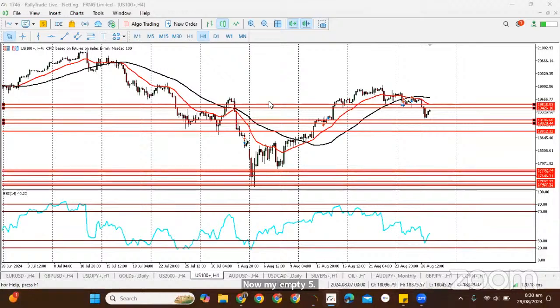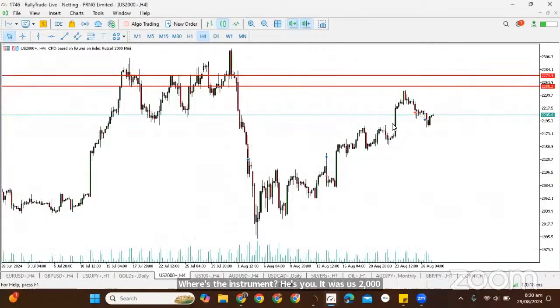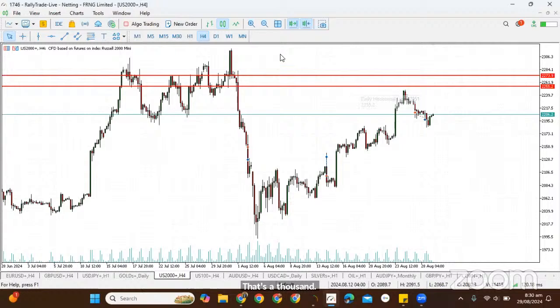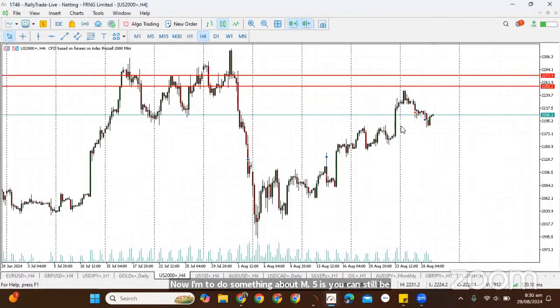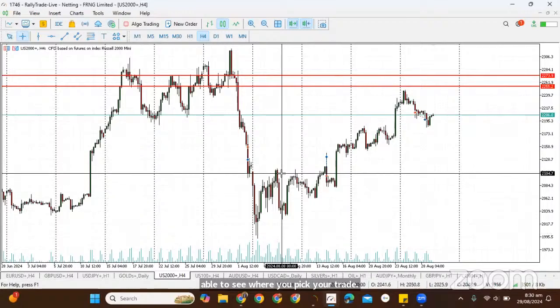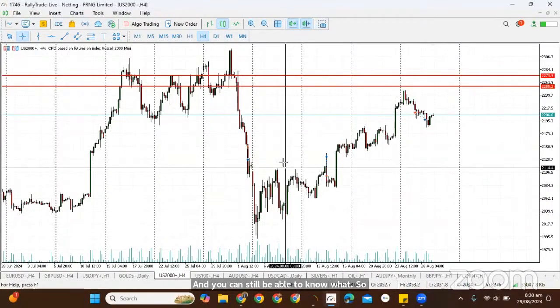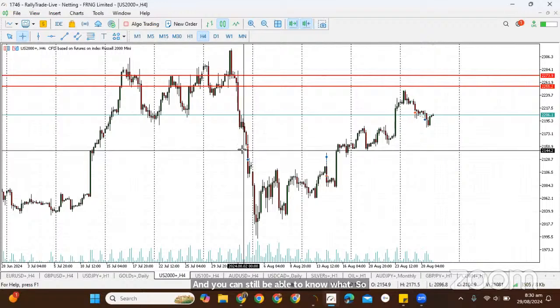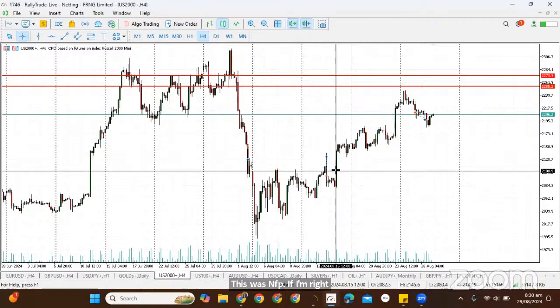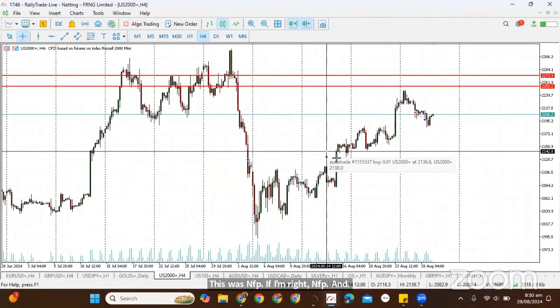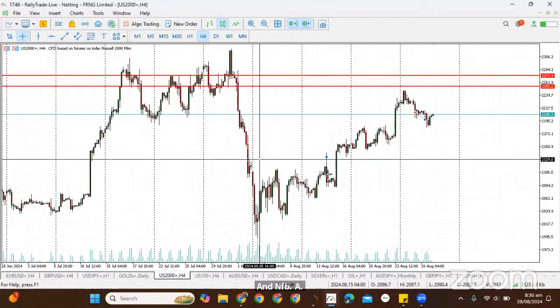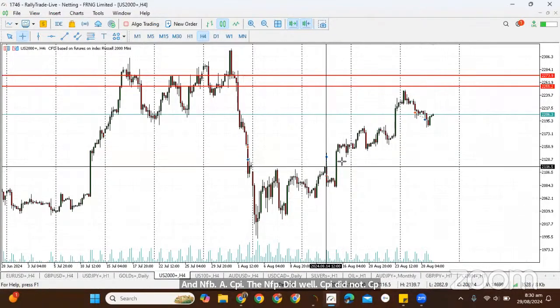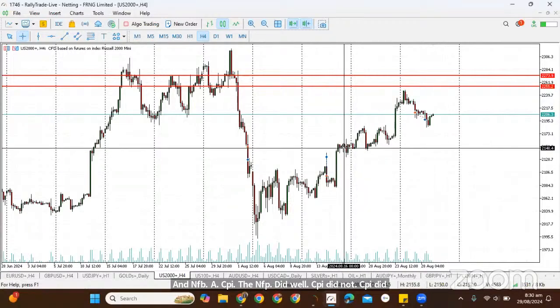There was something that happened, right? The instrument was US 2000. Something about MT5 is you can still see where you picked your trade and what happened. This was NFP, if I'm right. NFP and CPI. The NFP did well, but CPI did not. CPI went up and down, and eventually still came back to profit.